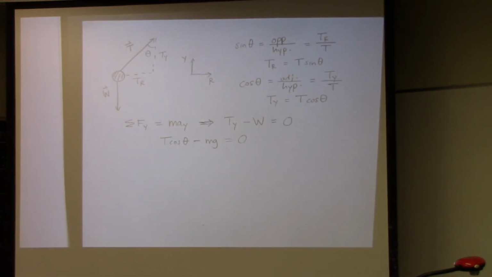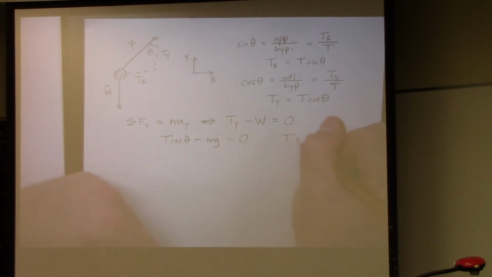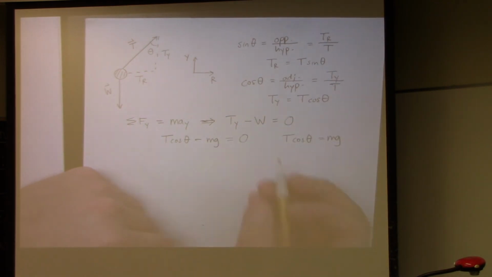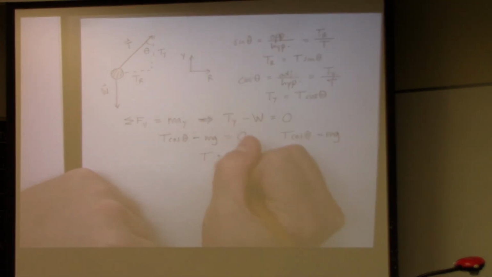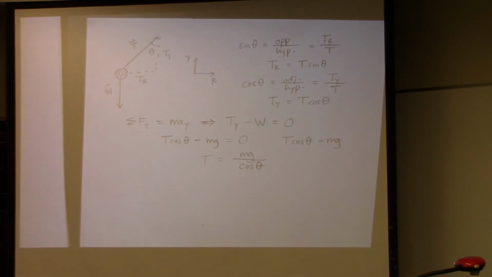So what we're going to do with this is figure out what the tension in the string is using the y equation. Because of course we can rearrange this to say T cos theta equals mg, just by adding mg to both sides. And then by dividing out cosine theta, we get T is equal to mg over cosine theta. So that's how much tension there is.